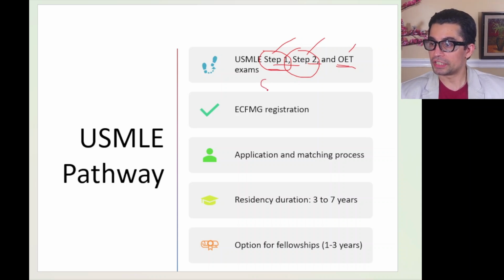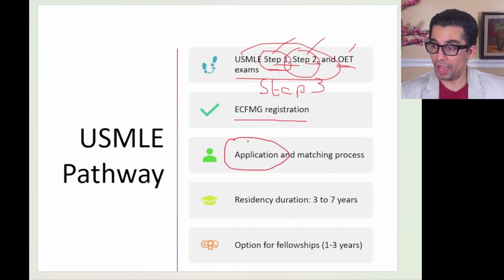Now, of course, there is a Step 3 also. However, Step 3 actually you can take later on. You don't have to take Step 3 for your residency, although in many circumstances it is preferred. We will talk about that a little bit later. Now, after you are done with your Step 1 and Step 2, you are able to actually get your ECFMG registration. After that, you have an application process where you apply for the match. That's called the match, MATCH. That is the term that you need to know, and you want to get your match. You want to be successful in this match, and that is called the match process.